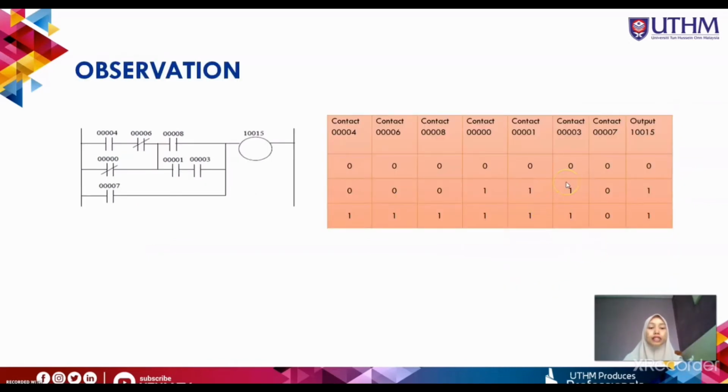And out, output 10015. For the simple example for the previous question, we assume contacts 0004 until 0007 are 0, not activated and no current flow, so the output will be 0. If we assume contacts 0000, 0001 and 0003 are activated, the output will be activated too. Next, if we activate 0004, 0006, 0008, 0001, 0000, 0003, and we activate 0007, the current still flows and the output will be 1, activated.